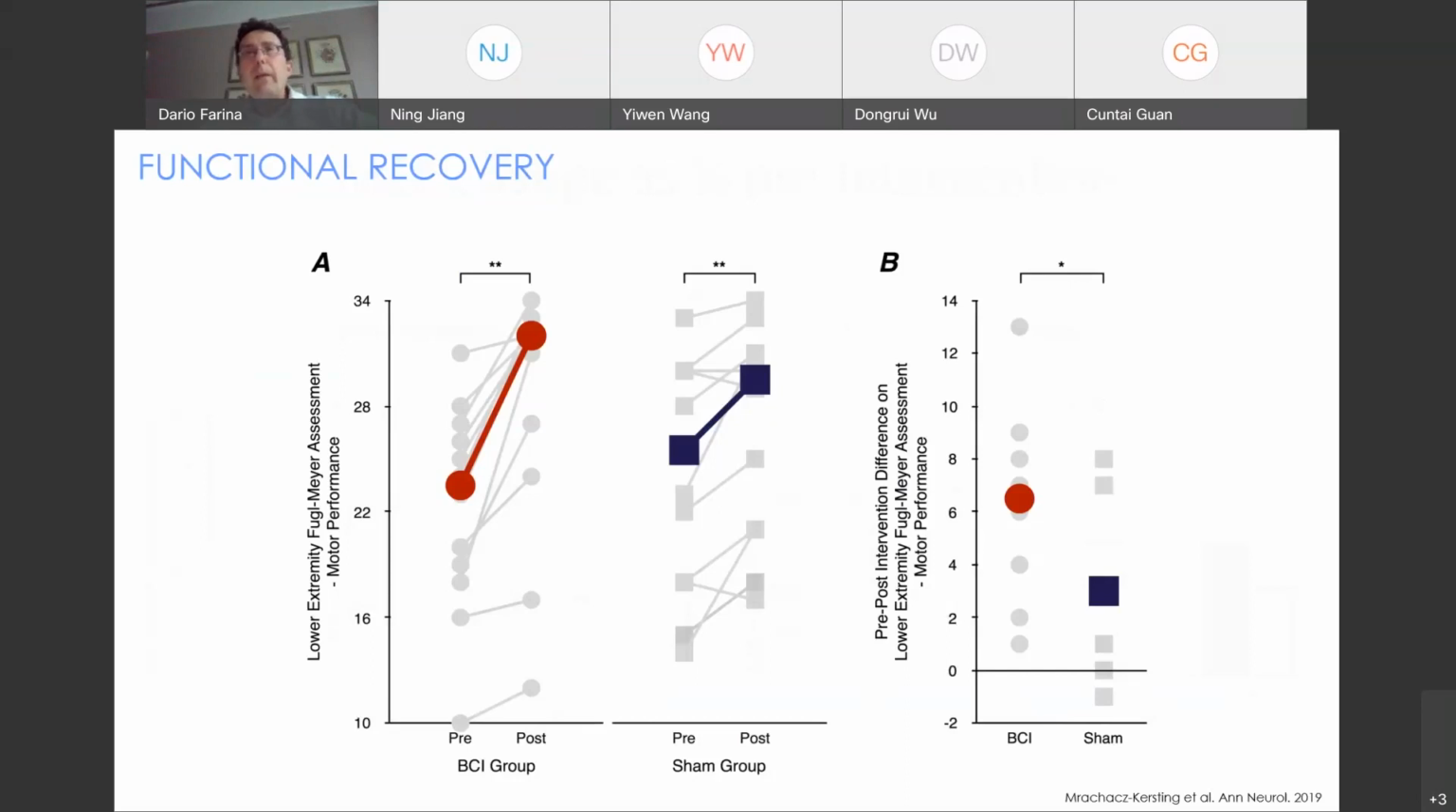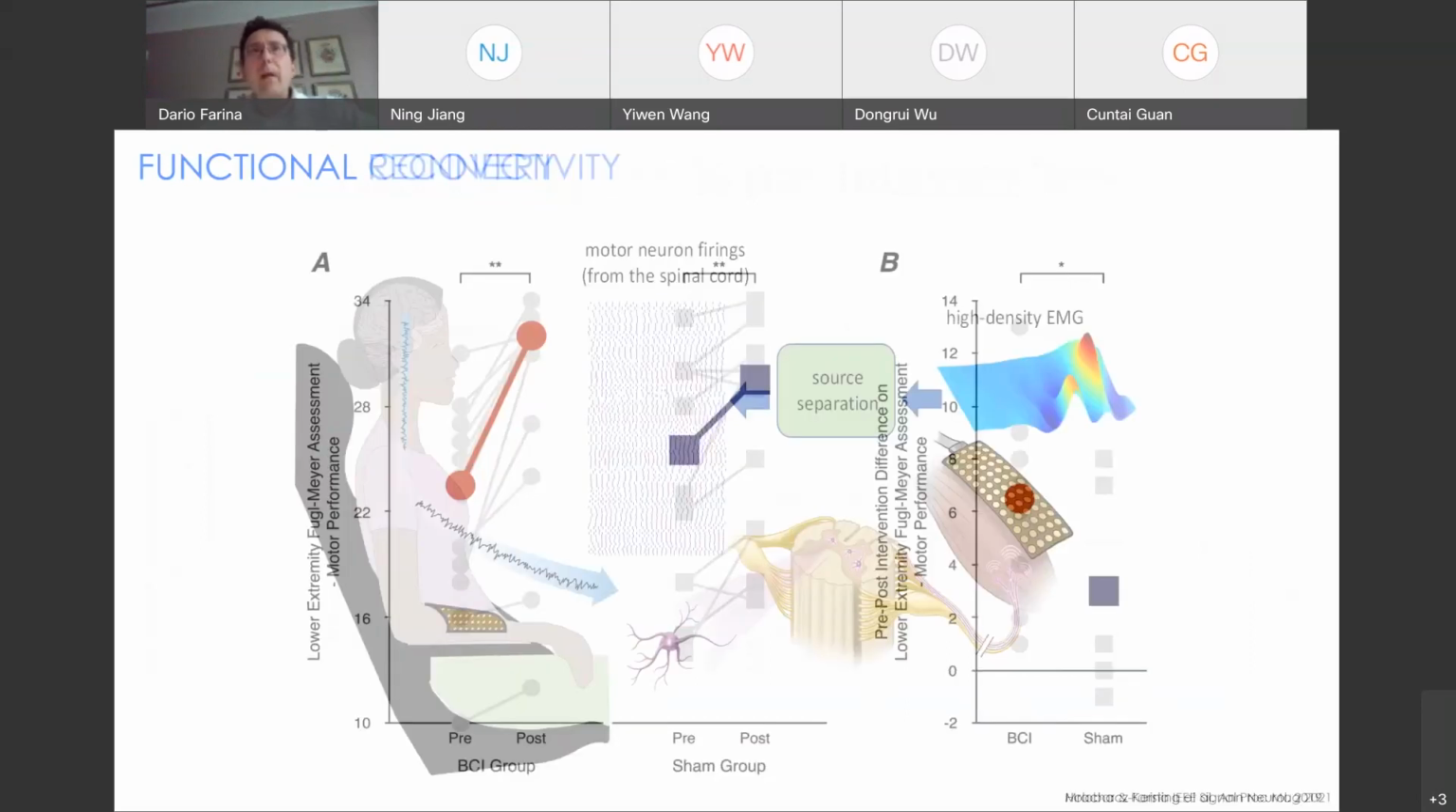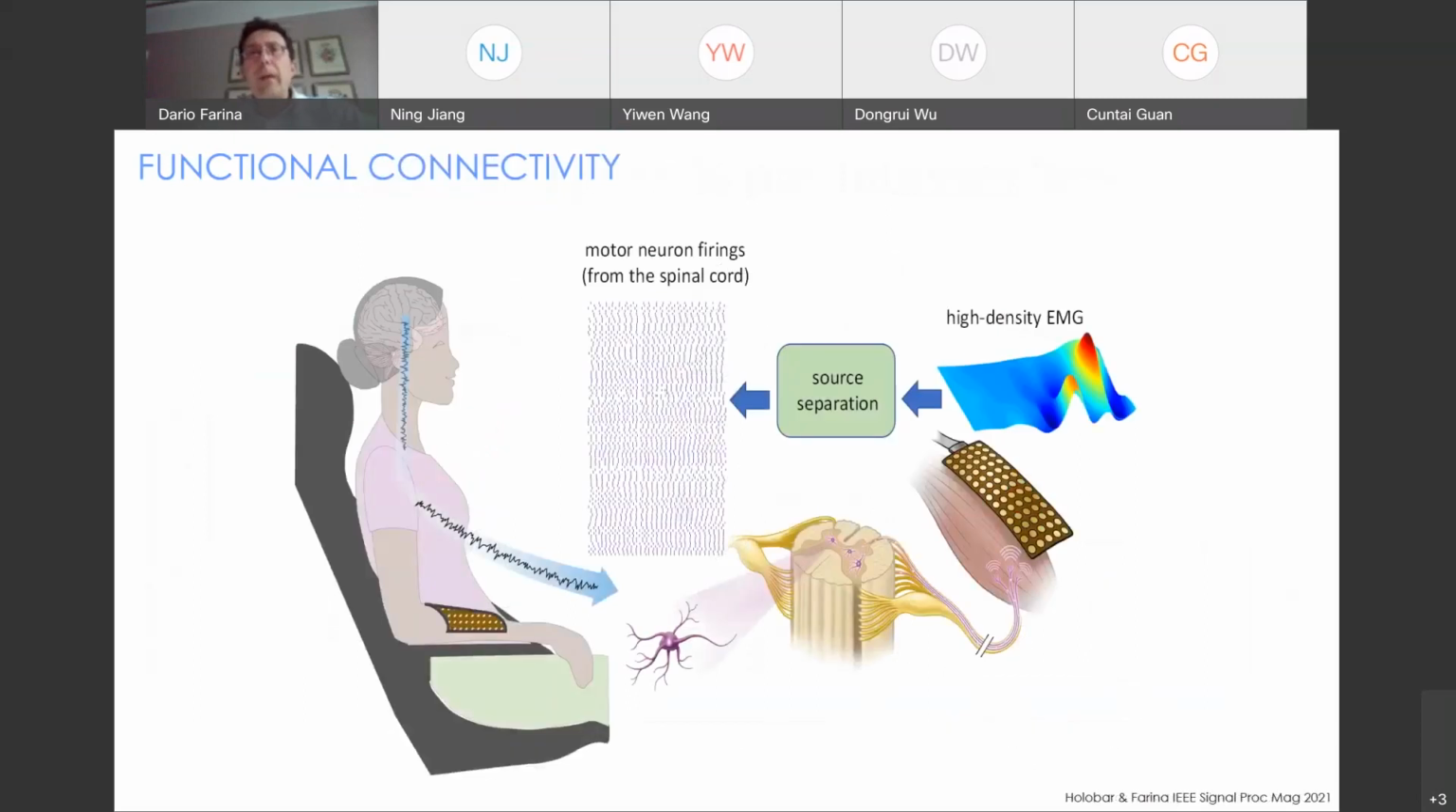In this group of patients, this is interesting because we can look at them also in terms of functional connectivity. So in addition to having done this BCI intervention, we also recorded the high density EMG activity from these patients. This patient was from the lower limb. In this figure, you have it in the higher limb, but it doesn't matter, it's just representative. But the idea was to decode the spinal motor neuron activity and look at how much the information coming from the brain going down to the spinal cord changed due to the BCI intervention.